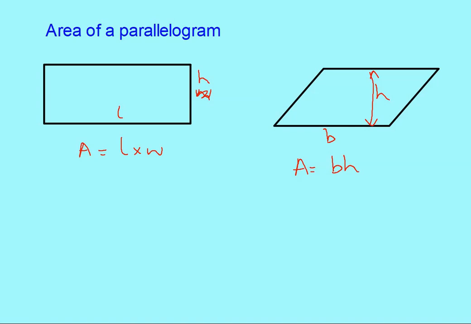And if you think about it, if I just drew a line down here, this triangle, I could just pick it up, I could move it to here, and I'd have a rectangle. So if I got rid of that and put it there, you can see it's a rectangle. That's why it's the same formula.